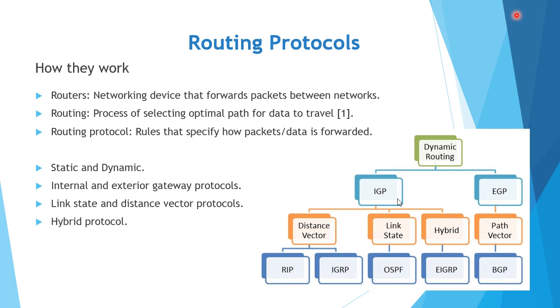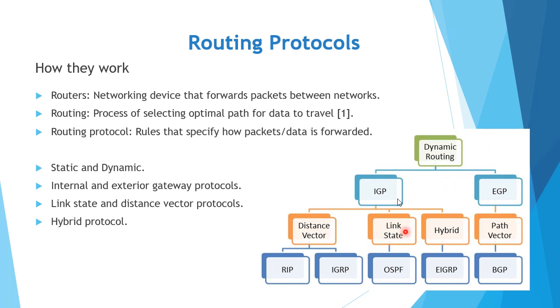IGRP, the interior gateway routing protocol, overcomes the limitations of RIP. It has a maximum hop count of 255, so much better. And it also takes into consideration bandwidth, load, and reliability.